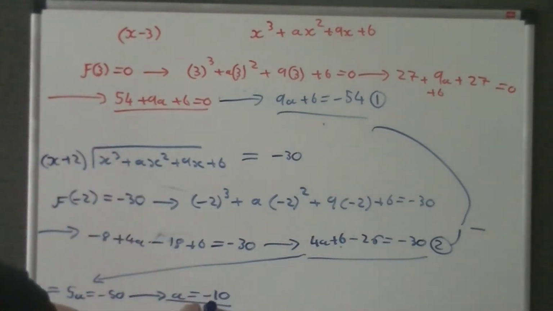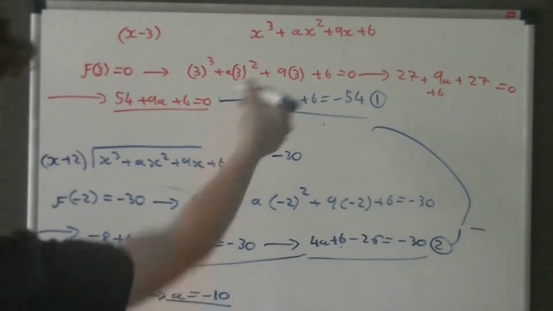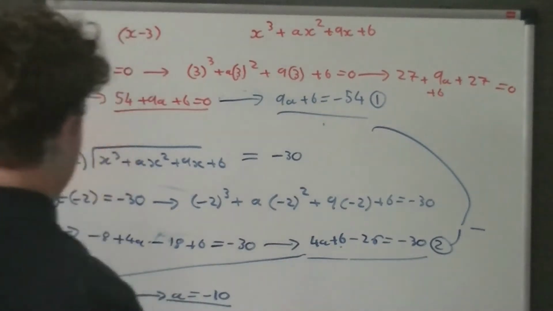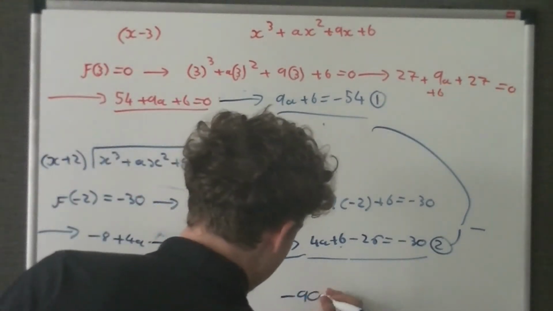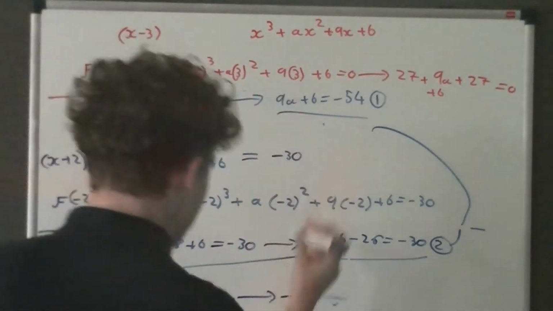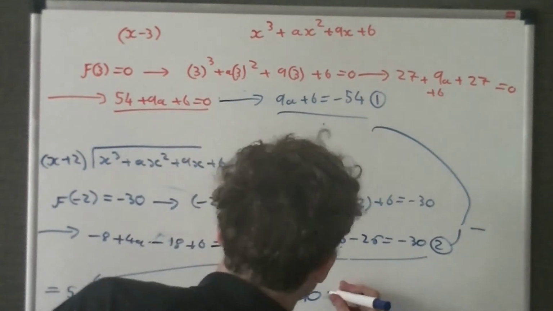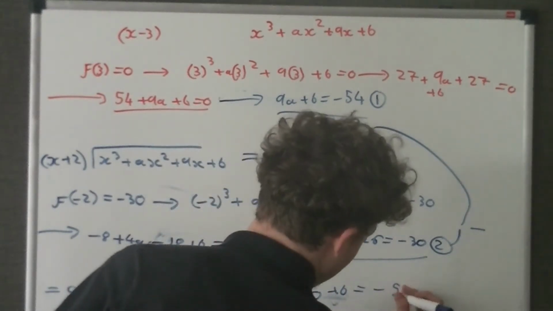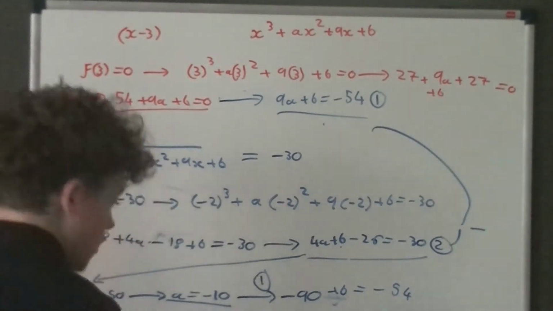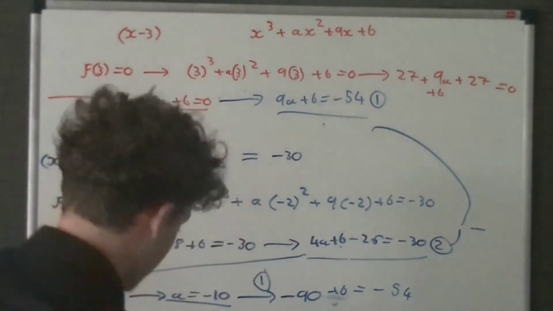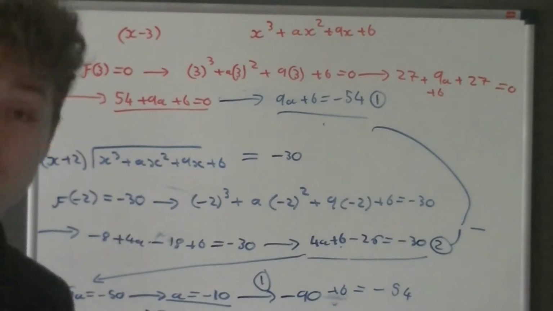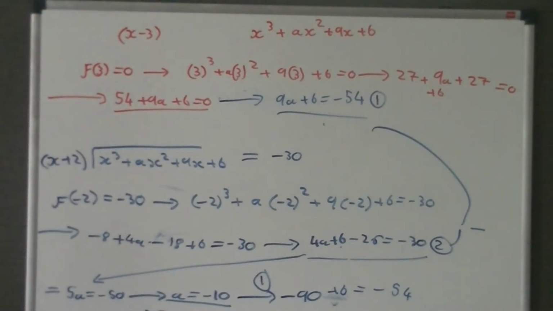So if we know a is negative 10, we can put it into this equation here. 9 times 10 is 90, so minus 90 equals... put it into equation 1, so minus 90 plus b equals negative 54, therefore b is equal to minus 36. And we put that into our other equations to make sure it balances.